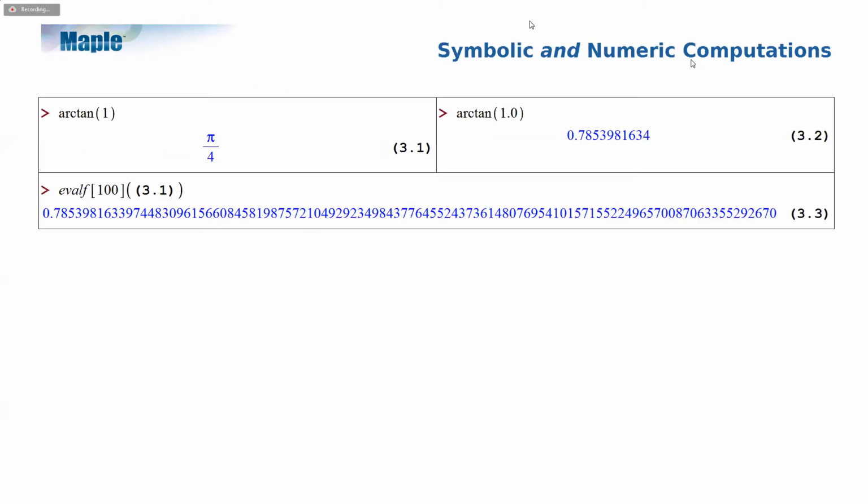So this is one of the keys of Maple. Maple is an environment that allows you to do both symbolic as well as numeric computations. It's what we'd refer to as a hybrid environment. Here are a few examples. Here we have arctan of 1, the integer 1. And when we enter this into Maple, we get a result back of pi over 4. This is what we refer to as a symbolic, an exact result. There's no approximation happening here because the result is literally pi over 4.